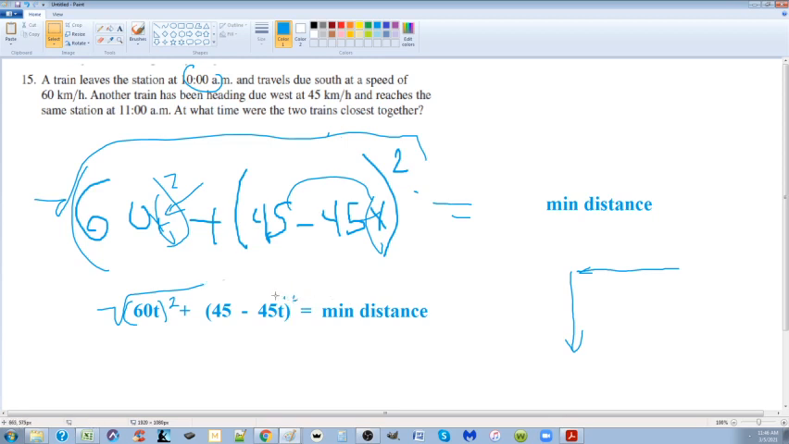Square over here. Oh, put the square over here. There we go. And we're going to rewrite that as all over a half. We're going to take the derivative of it, and I hope I'm right.